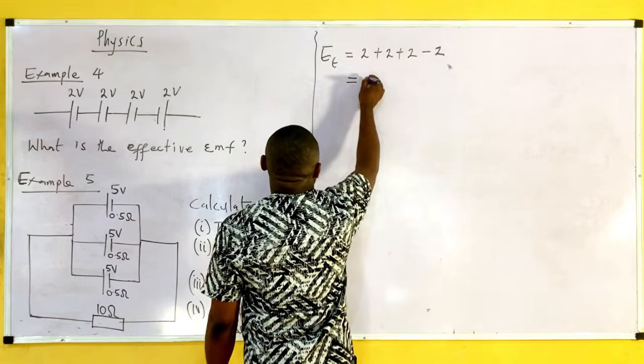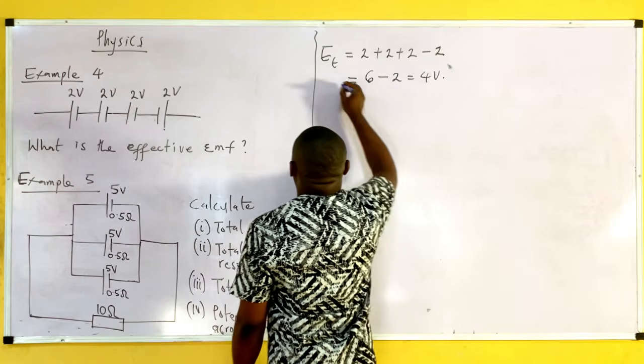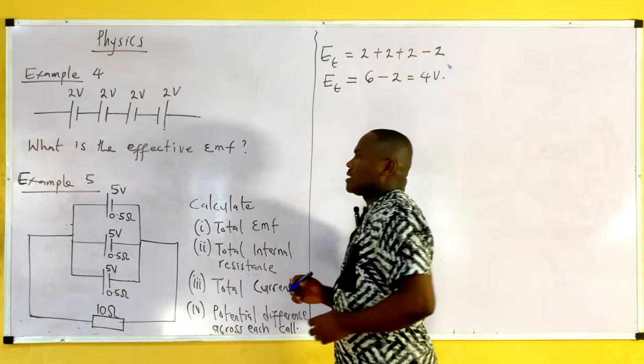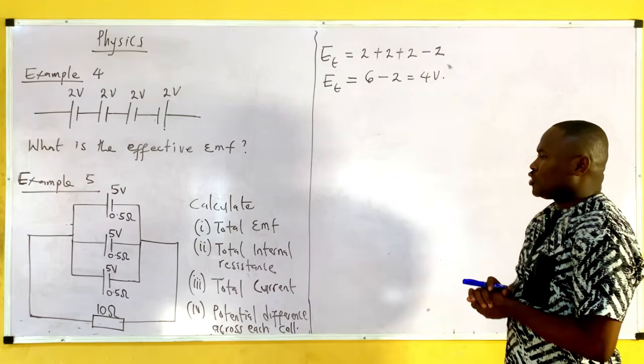So the answer is now 6 minus 2, which equals 4 volts. Take note of this, very important. But let's look at example 5. Example 5 says calculate the total EMF.